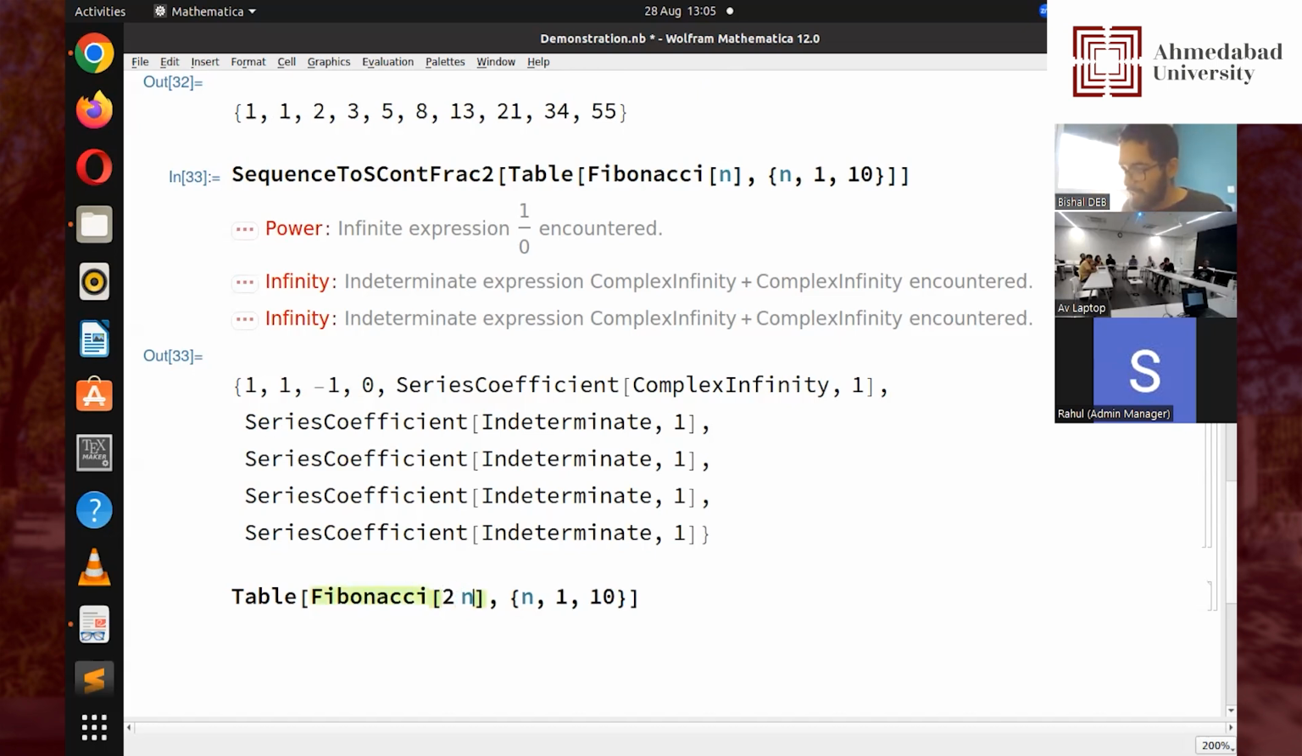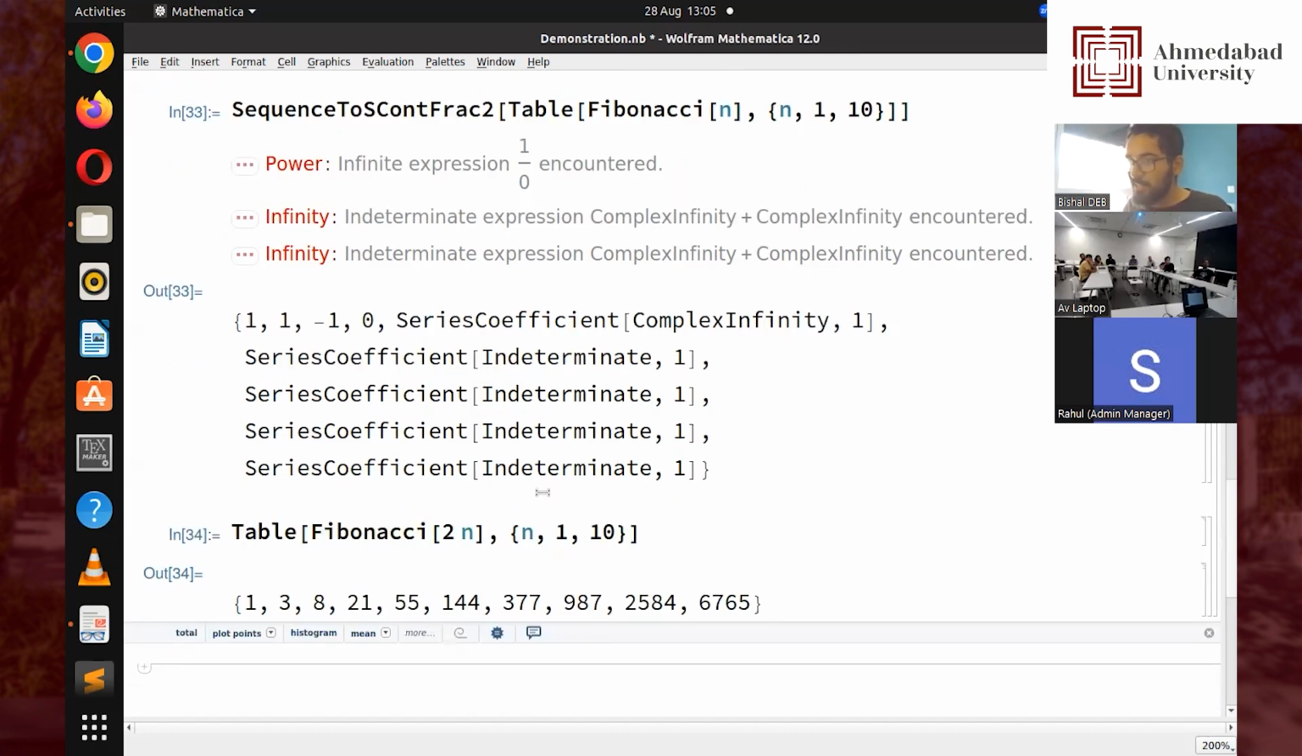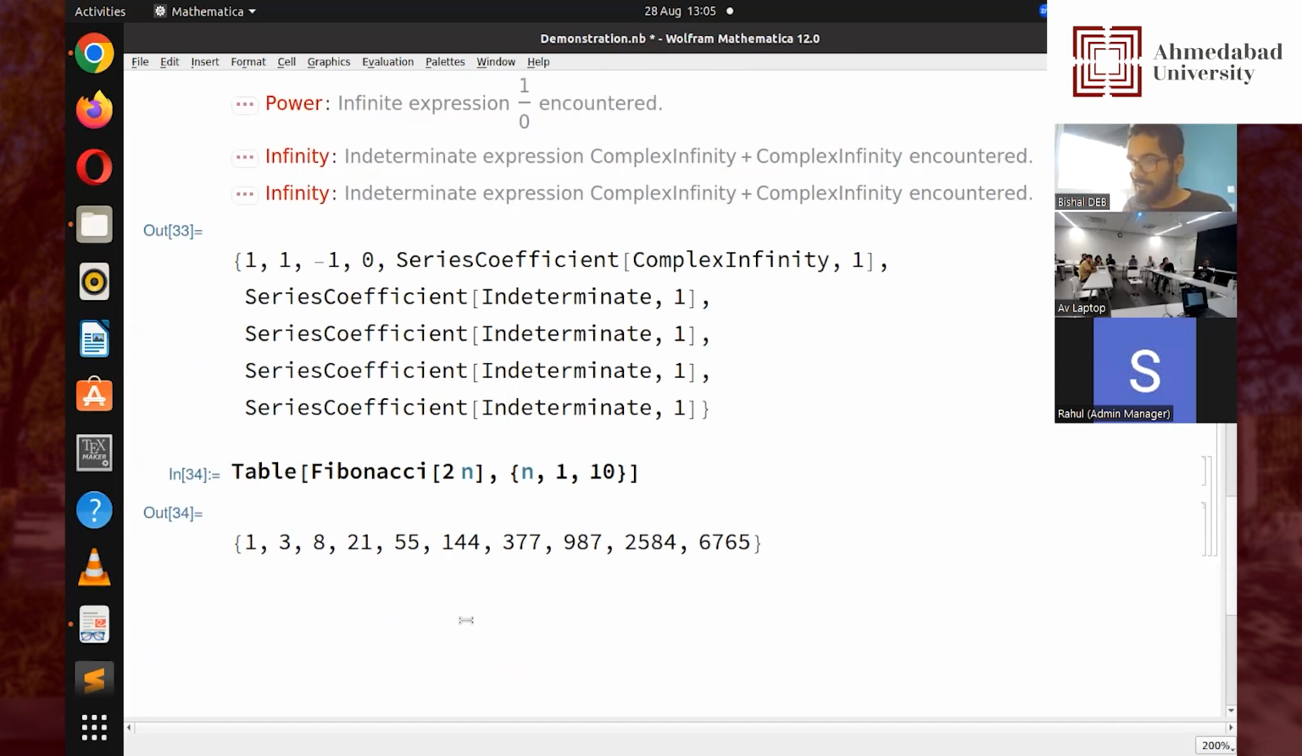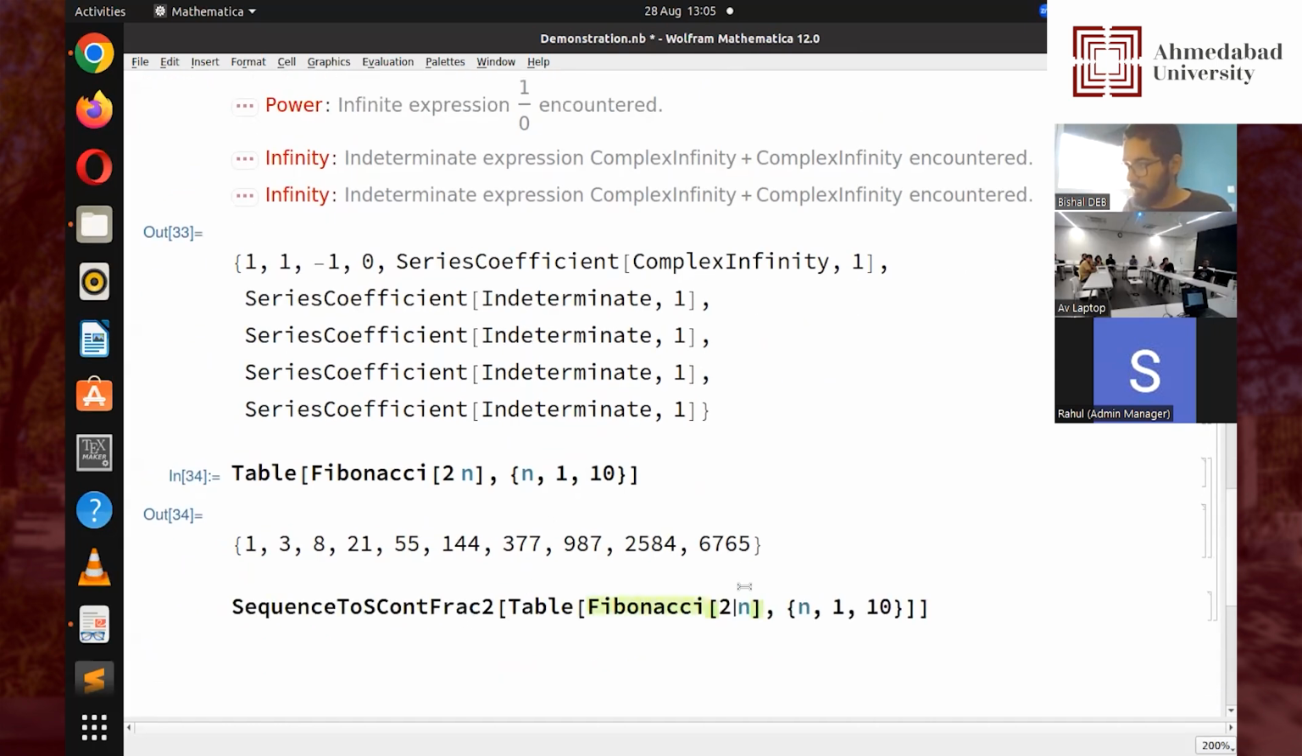So let me take these Fibonacci numbers. Okay. So these are the Fibonacci 2n. And now let's see what happens here.